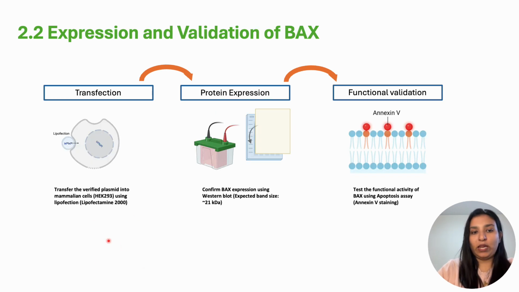Once it was validated, the BAX plasmid was transfected into HEK 293 cells using Lipofectamine 2000, and then the expression of the BAX protein was confirmed using Western blot analysis. And here the expected band size was approximately 21 kilodaltons. And then finally, a functional validation of the BAX activity was carried out using an apoptosis assay. And here we have used annexin V staining to assess its pro-apoptotic effects.